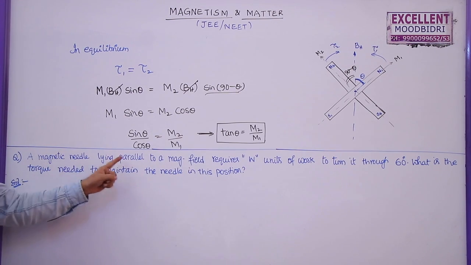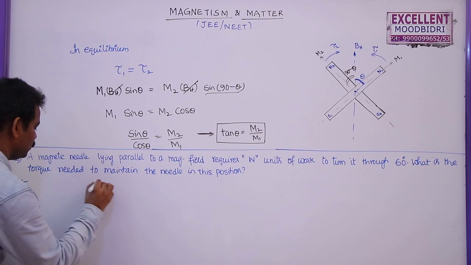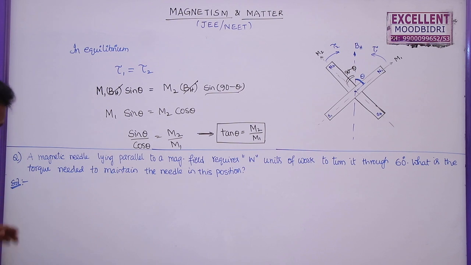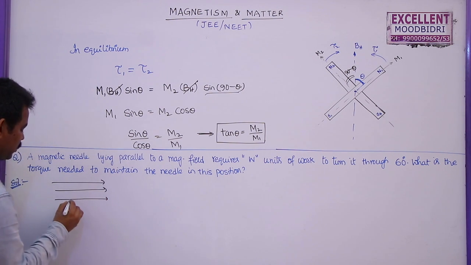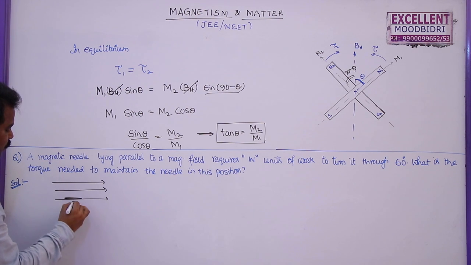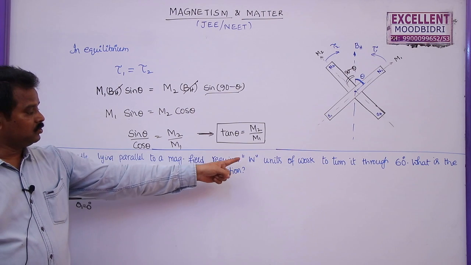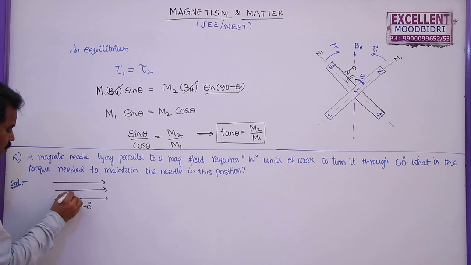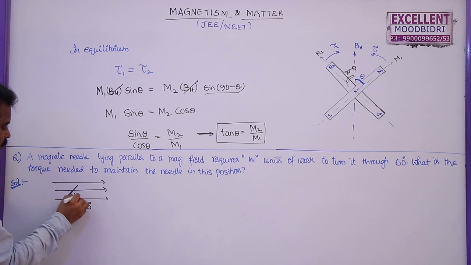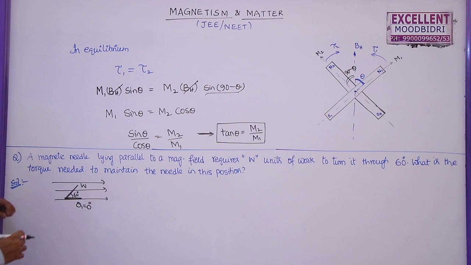A magnetic needle is lying parallel to a magnetic field. This is the magnetic field, and the needle is parallel to the magnetic field. That means theta 1 is 0 degrees. It requires W units of work to turn it through an angle of 60 degrees. So to turn this to an angle of 60 degrees, we need to do W units of work.